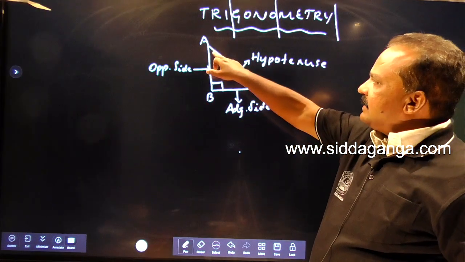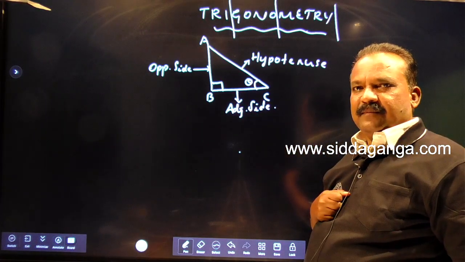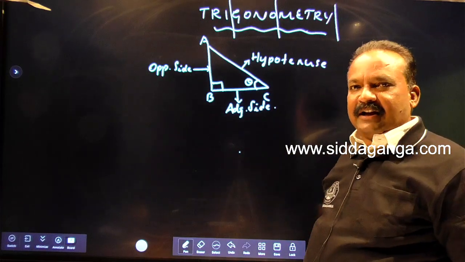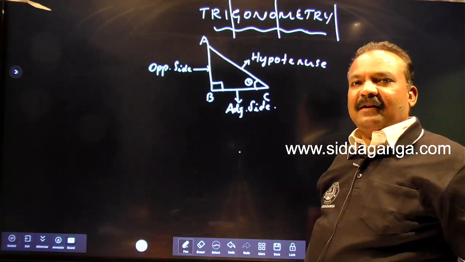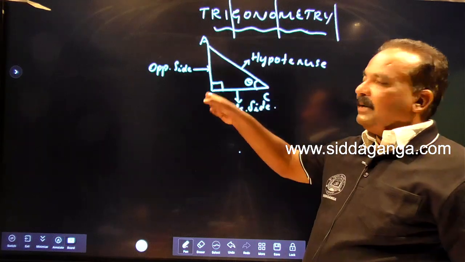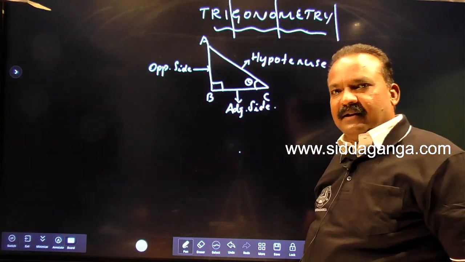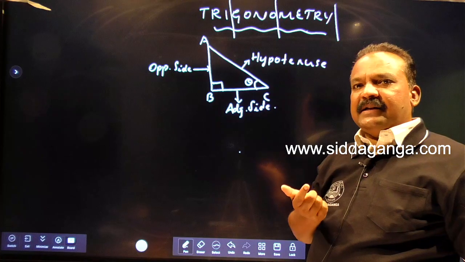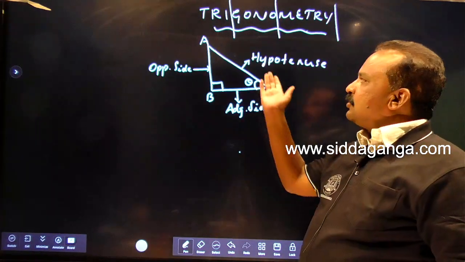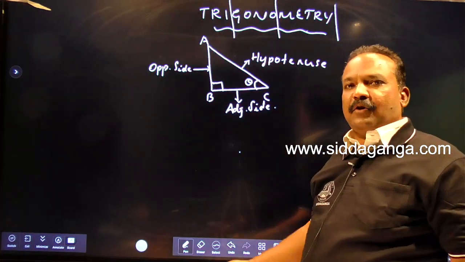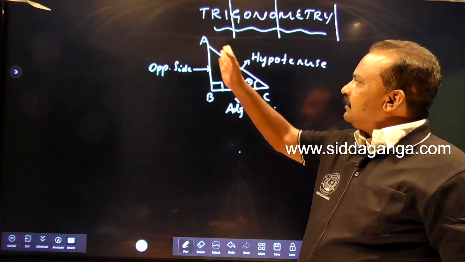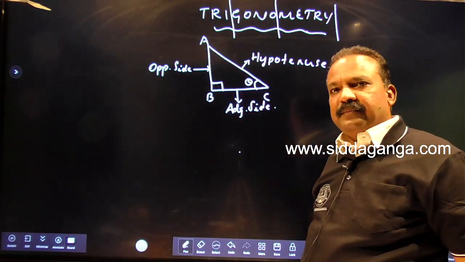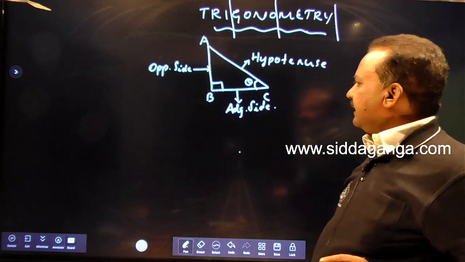Suppose if A is the reference angle, that is, if the angle is theta, then BC becomes the opposite side. AB becomes the adjacent side. So the position of the right angle is always fixed, but the position of these reference angles need not be fixed. It can be here or it can be here. Is it understood? Yes.